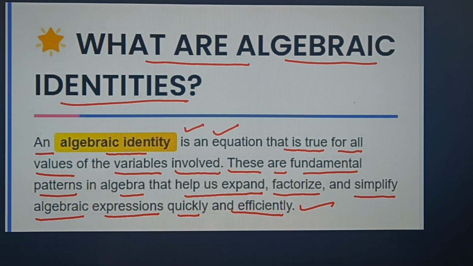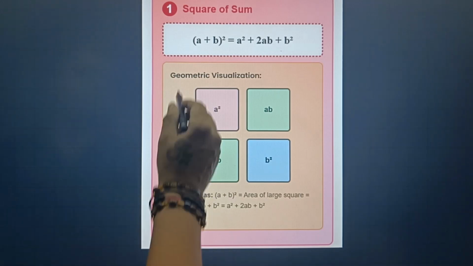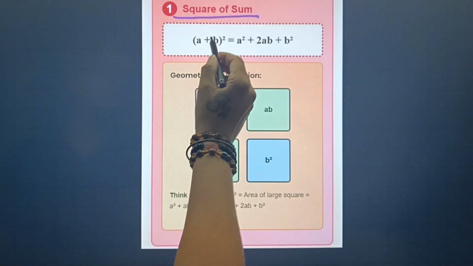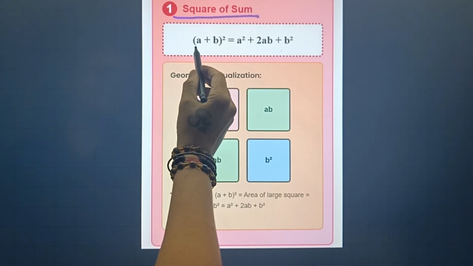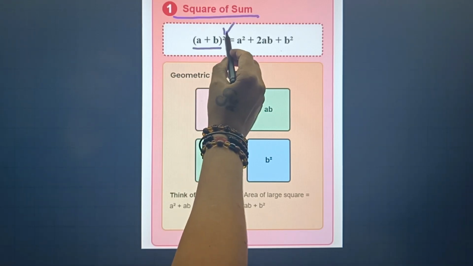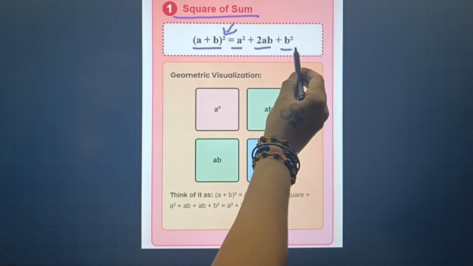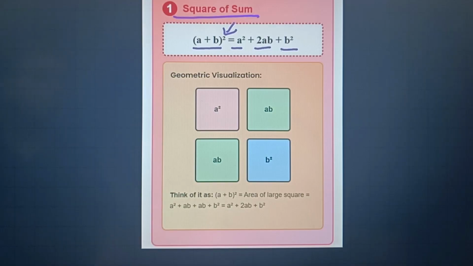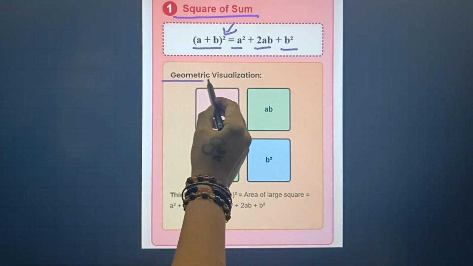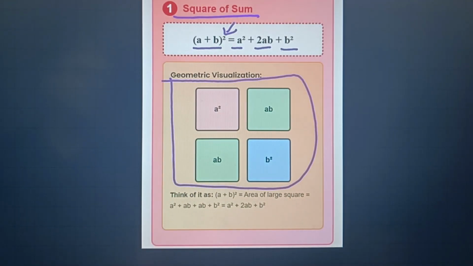Now let's move forward. So students, this is our first identity, which is very important. This is the square of a sum, which states that (a + b)² = a² + 2ab + b². If we understand it with the help of this particular diagram, then we can easily memorize this identity.